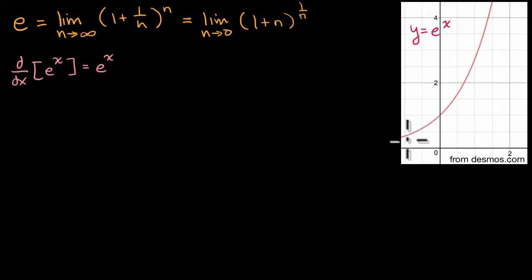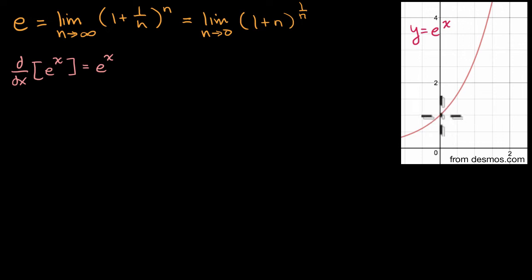This is part of the graph of y is equal to e to the x. And so what this says is the derivative of e to the x for any x is equal to e to the x. The slope of the tangent line at any point here is equal to the value of the function. Let's just appreciate that.